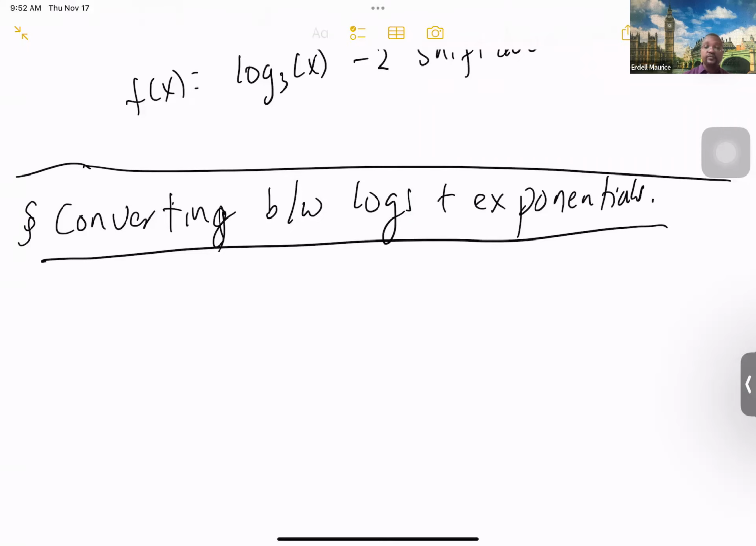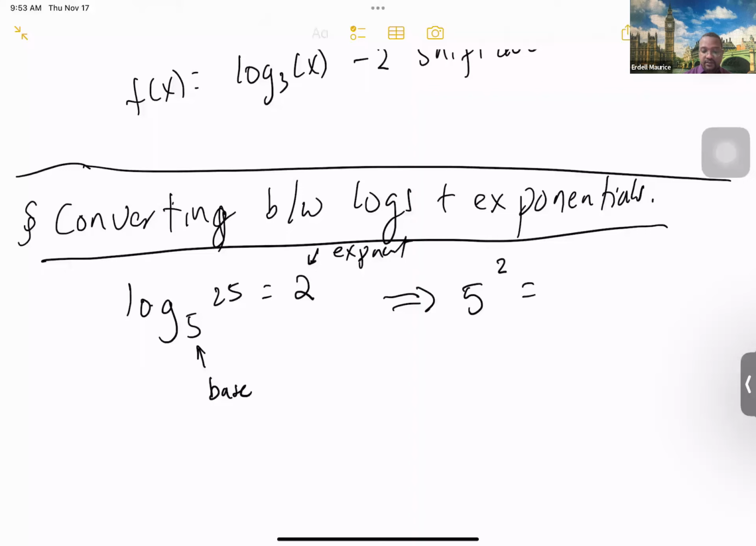The simple rule right here is that if you have a logarithm, say I have log base 5 of 25 equals 2, you have to remember that this number right here is the exponent, and this number right here is the base. And so if I convert this to exponential form, then it's going to be 5 squared equals 25. If you convert it properly, the terms you get should make sense.